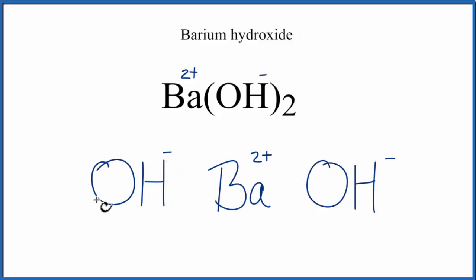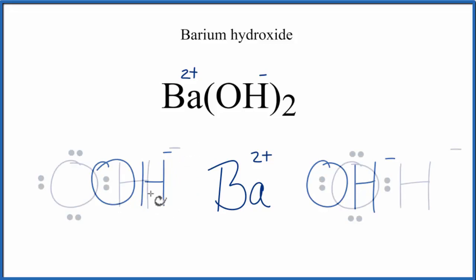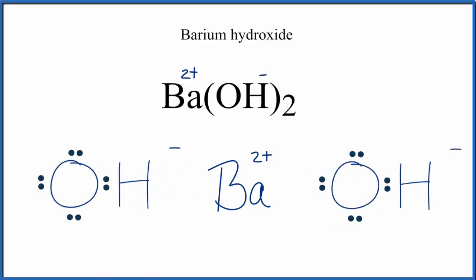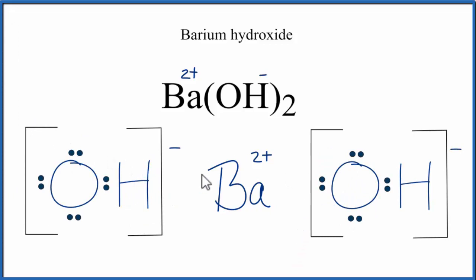Let's replace this hydroxide ion here with a Lewis structure. Then we'll put brackets around each of these OHs, and you'll often see brackets around the cation here, this positive metal ion. And that makes this the Lewis structure for BaOH2, barium hydroxide.